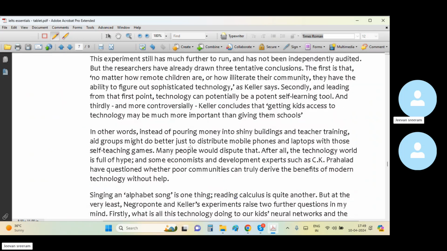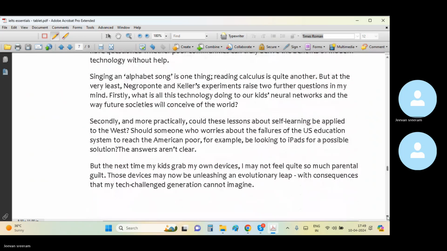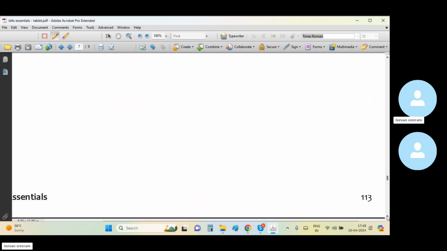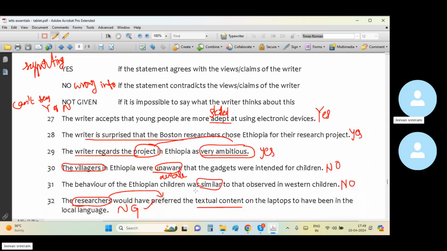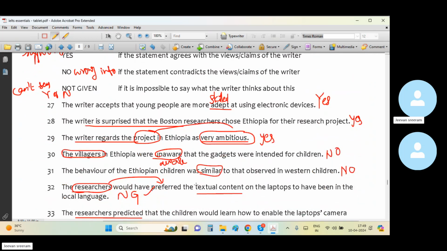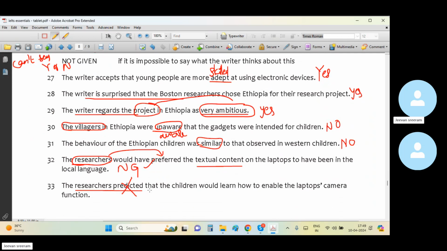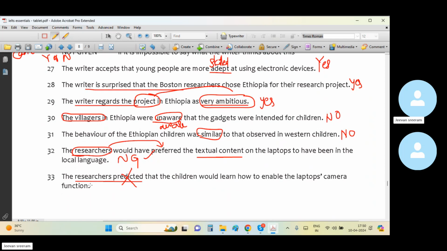But the statement is giving a sense that they have predicted. They haven't predicted. If they had predicted it, it should not be surprising. So it's not predicted. If the statement said they had not predicted, that would be correct, right? So how do I have to tag this? No. Clear no.